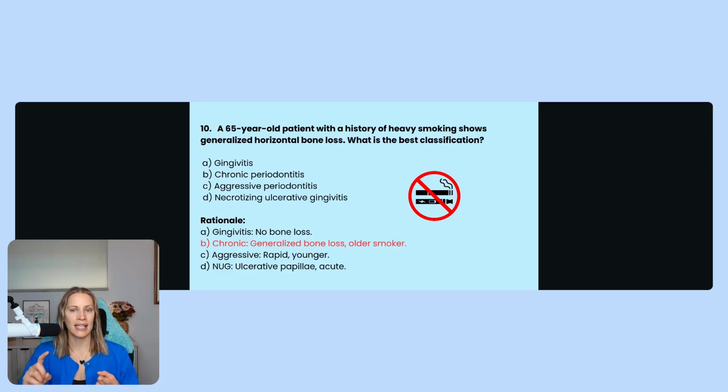But in this case, B is the better answer because the question doesn't give us more. All it says is a heavy smoker and generalized horizontal bone loss. Just because they have bone loss doesn't mean they have aggressive perio. If it said generalized severe bone loss, that might be different. But it just said generalized horizontal bone loss, so that's why chronic is the better answer. Aggressive perio happens very quickly, and this one says a history of heavy smoking, which suggests something of a more chronic nature. Now, D, it's not gingivitis again. Keyword here, gingivitis, because we're already showing bone loss. That's how you know it has to be perio.